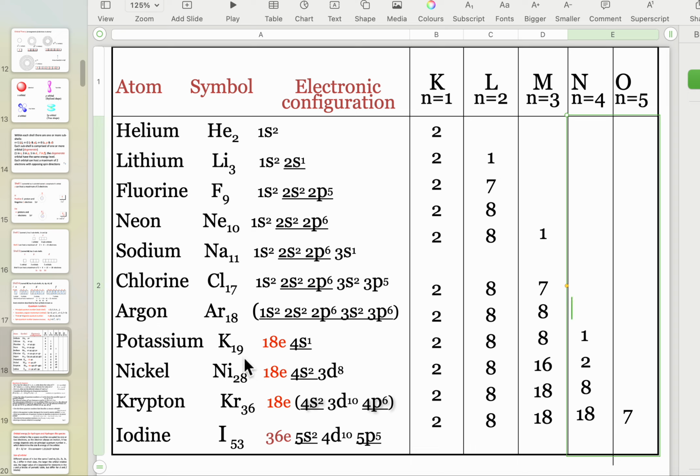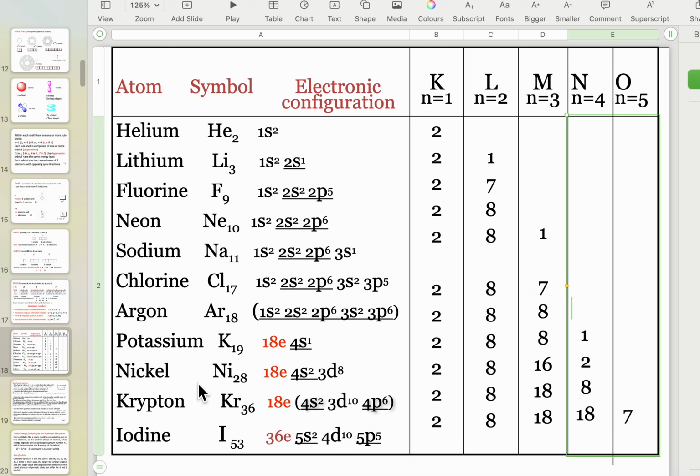Potassium, we have 19. So if we do 1s2, 2s2, 2p6, 3s2, 3p6, they are 18. We put here 18, so they are these orbitals here. And the next 1 electron left for potassium, we put it in 4s1. And here we have a single electron in the main shell number 4.